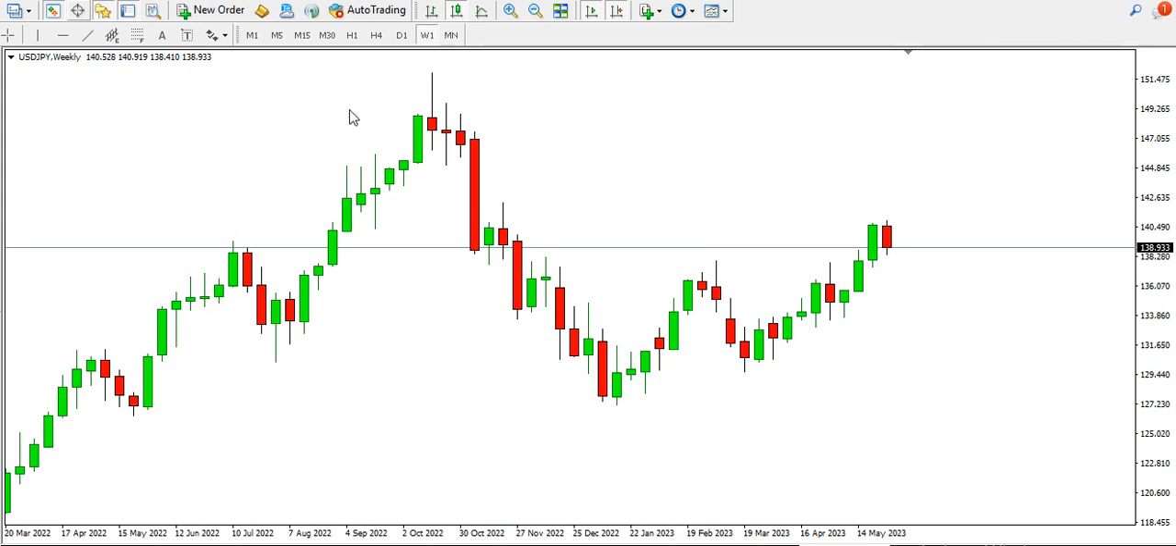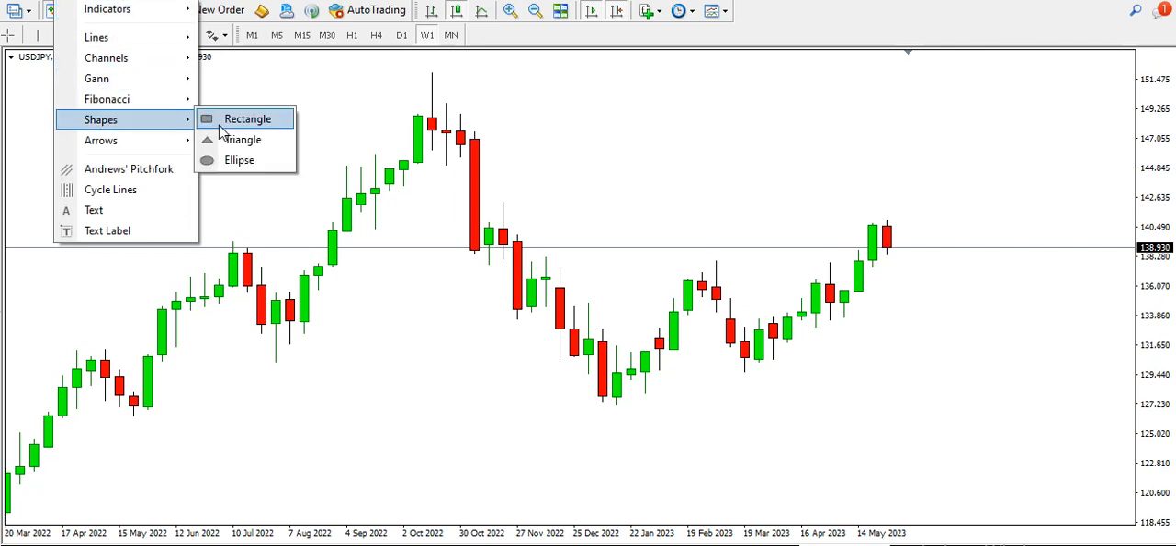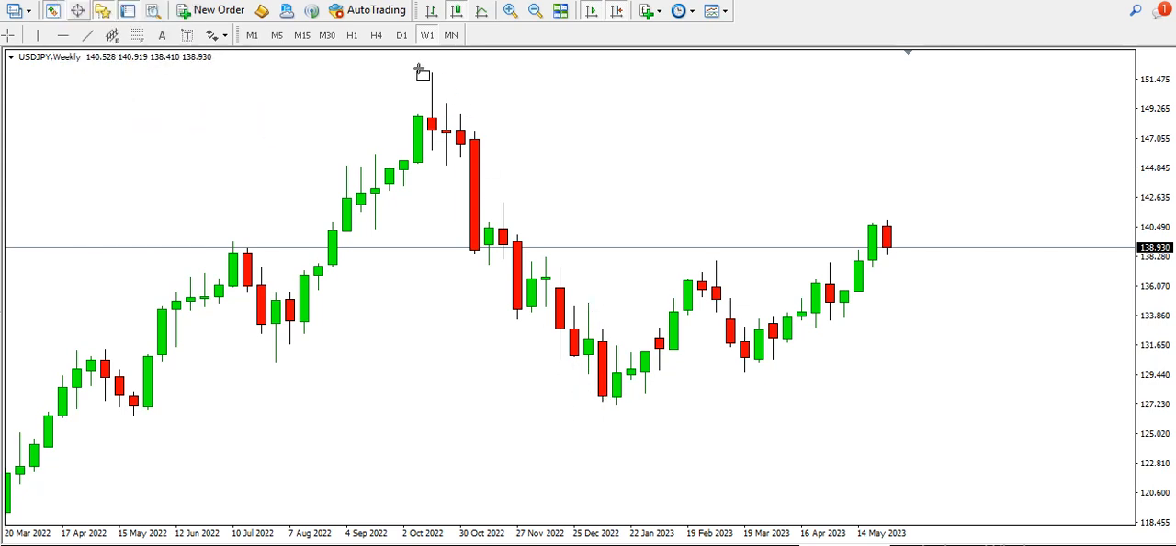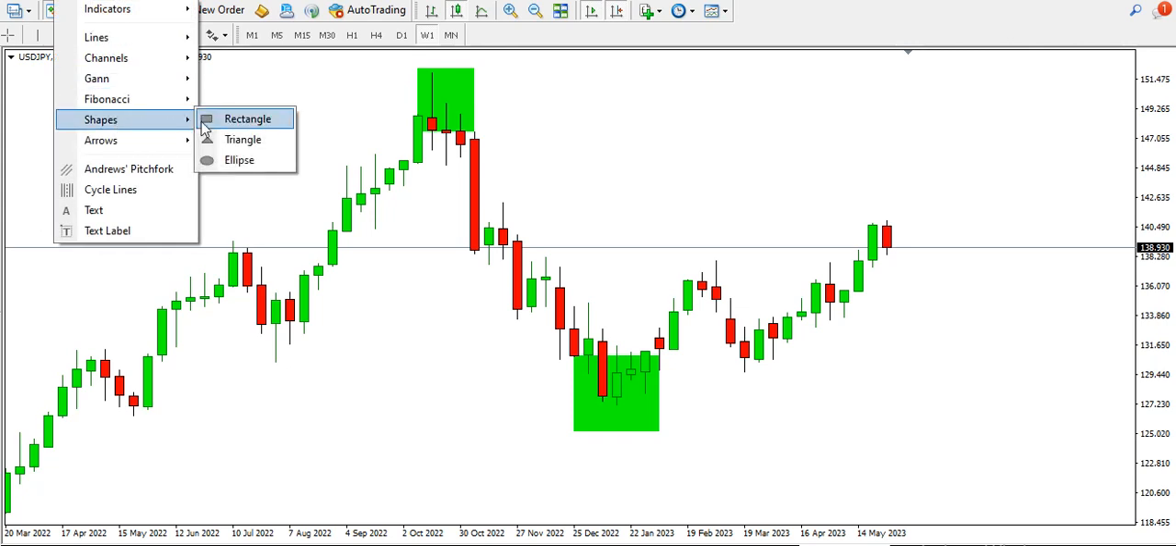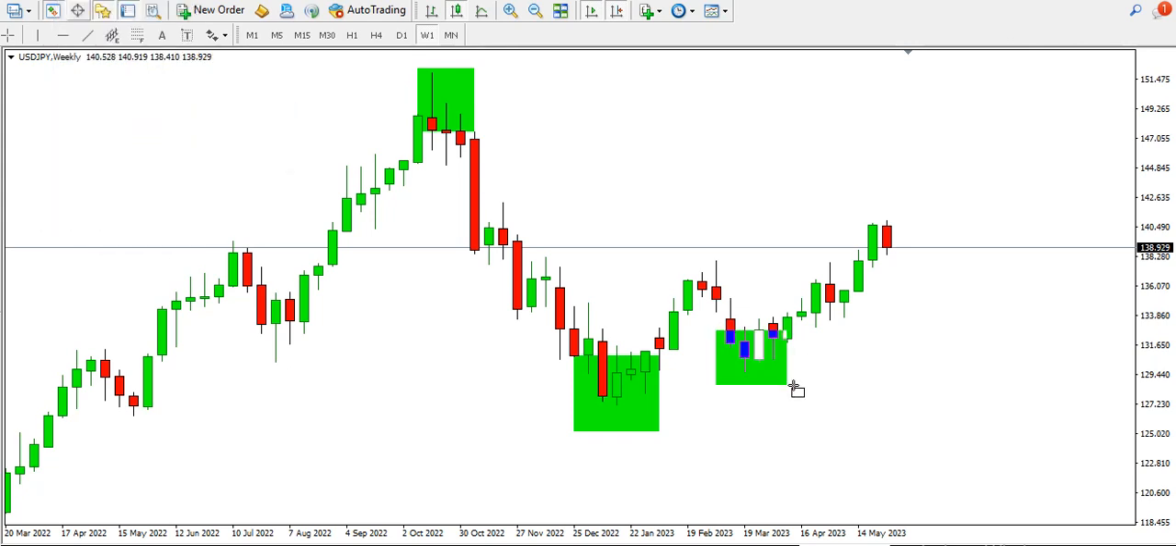For USD JPY on the weekly time frame, we can see that the price of USD JPY has formed a top around here. We have a double bottom on the weekly time frame. This is the first bottom and this is the second bottom, and you can see that the price has broken the neckline. This is the neckline that has been broken.